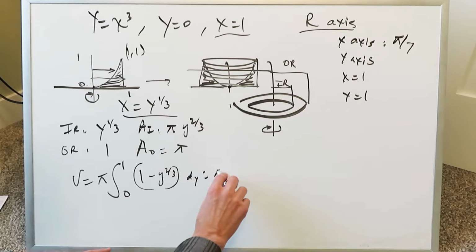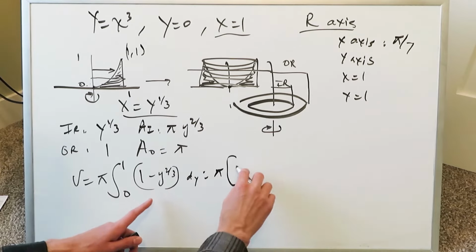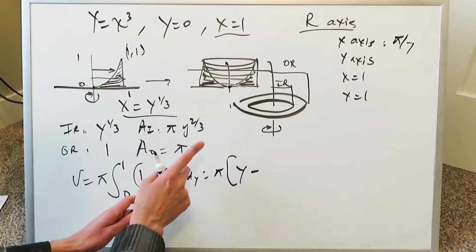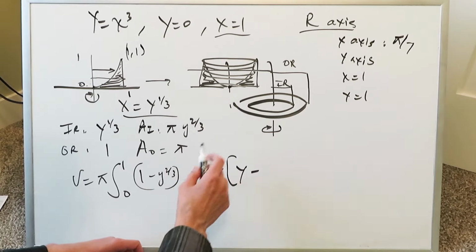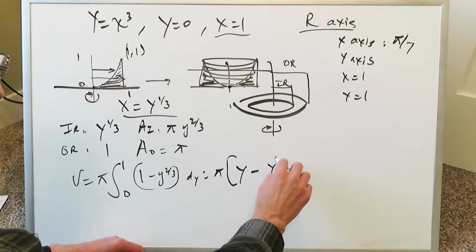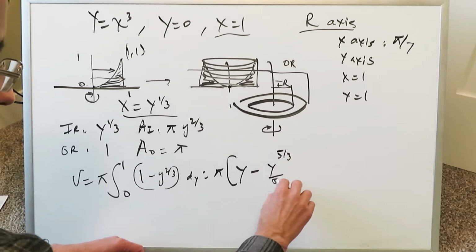Integrate this polynomial. It's not hard by any means. You'll get a y minus from here. What will you get? You'll have n plus 1 divided by n plus 1, 2 over 3 plus 1 divided by 2 over 3 plus 1, which is what? It's going to be y to the 5 over 3 divided by 5 over 3.